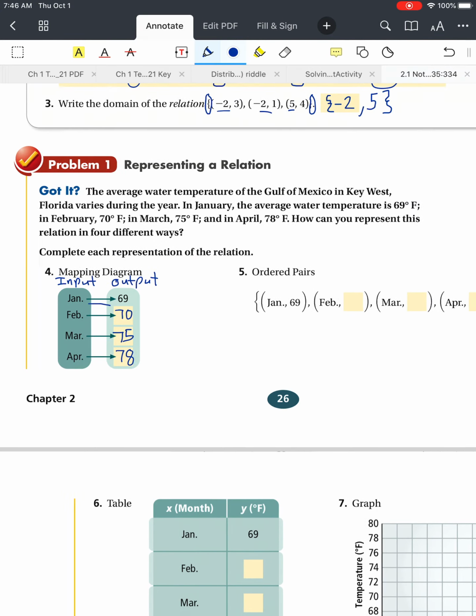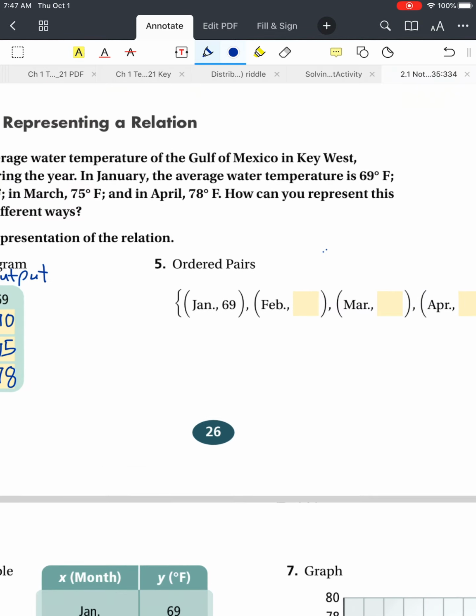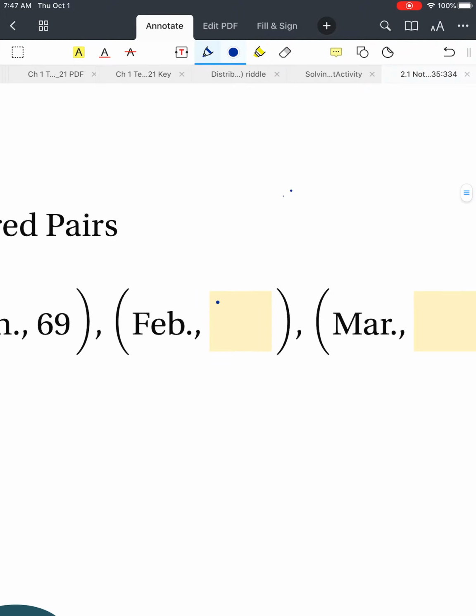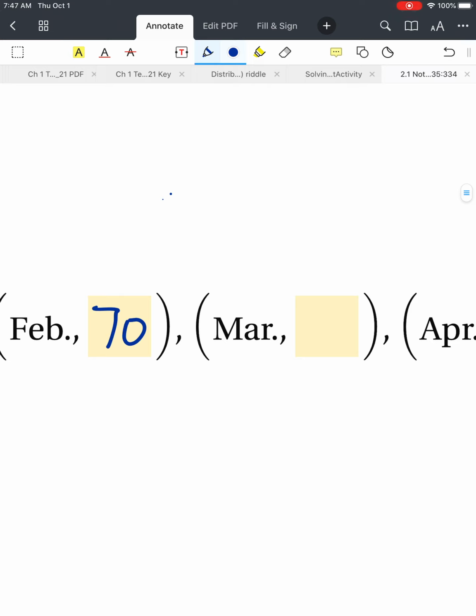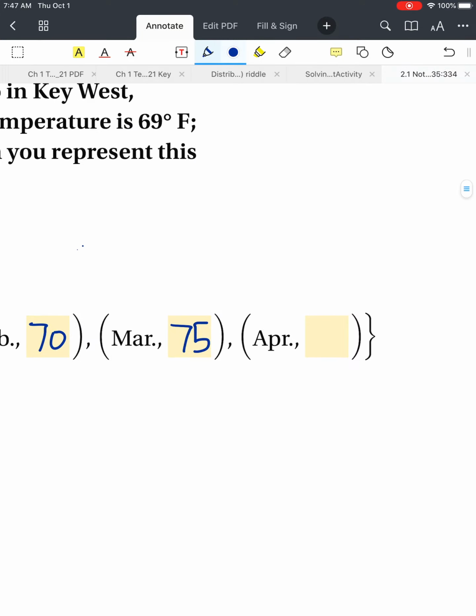You should already be familiar with ordered pairs because you've graphed lines before in Algebra 1. So February, comma, 70. Then March was 75. And then April was 78. Okay.